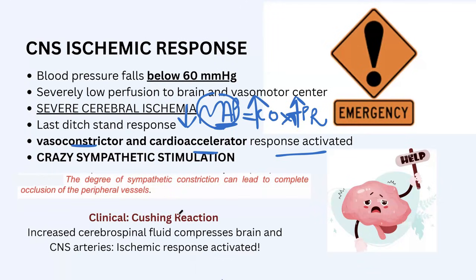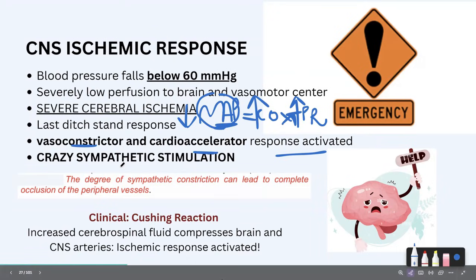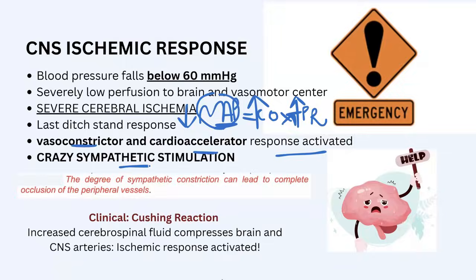Okay. Now, clinically, what could cause an ischemic response like this? Your brain is surrounded by cerebrospinal fluid. Okay. If in any case the cerebrospinal fluid increases, that is going to compress your brain. It's going to compress the arteries leading up to the brain. And when that happens, the blood supply is basically cut off. That means the brain realizes, oh no, I'm going to go into ischemia, and it's going to activate the sympathetics again. So you're going to have increased cardiac output and vasoconstriction.